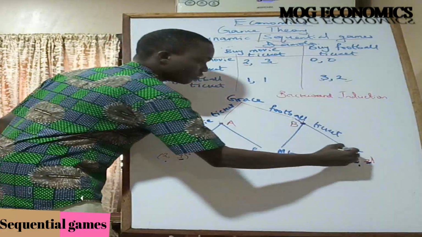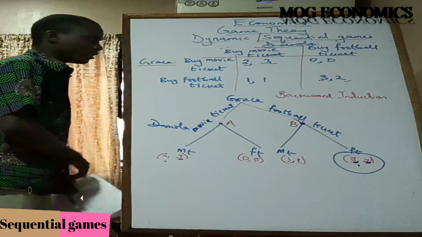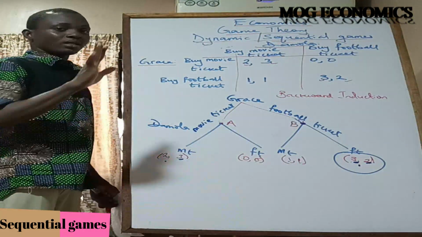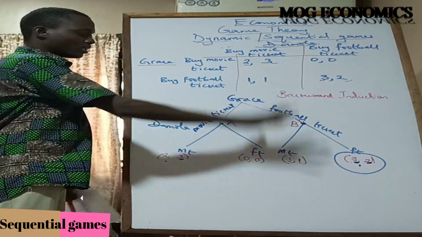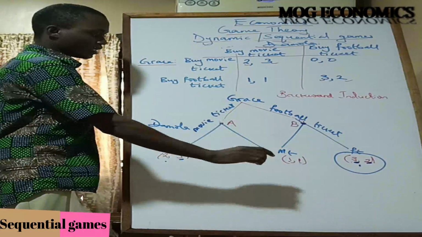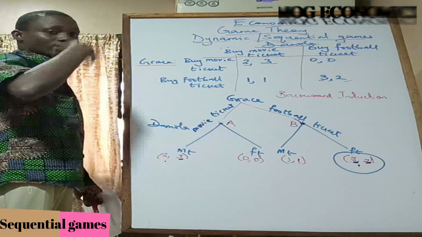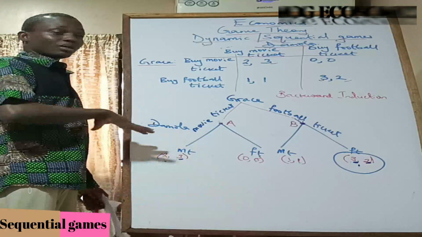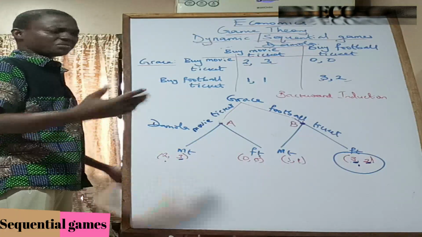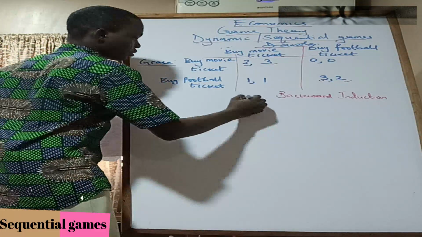So our equilibrium is here. The equilibrium where Grace is the first mover is for both of them to buy football tickets. So there, Grace gets a payoff of 3, and Damola gets a payoff of 2. So that's it. Now let us work it all over again where Damola is the first mover. Will the answer be different or not? Let's check. In this case, Damola is moving first. So we have Damola.